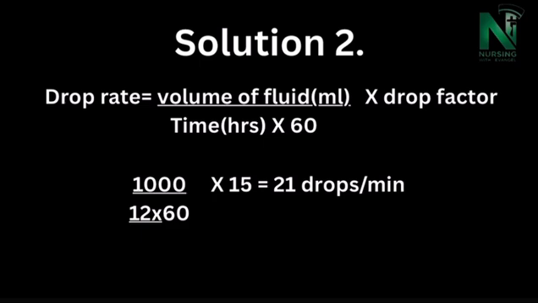If we put that in our calculator, we'll get 21.4 drops per minute, which is approximately 21 drops per minute. That is to say that if we have an infusion of 1000 mils and we are to administer it for 12 hours using an infusion set of 15 drops per mil, the drop rate will be 21.4 drops per minute, which could be approximated to 21 drops per minute.